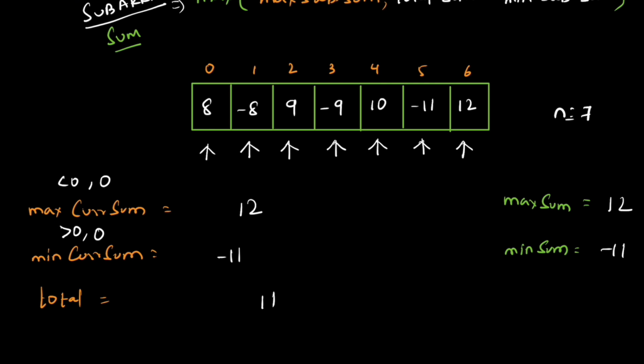Okay. And for current minimum sum, 12 minus 11 will be 1, so we'll update it to 1. And we'll check whether 1 is less than minimum sum. No, so we'll not update the minimum sum. But here our current minimum sum became less than 0, so we need to update it to 0, right? So we'll update it to 0.